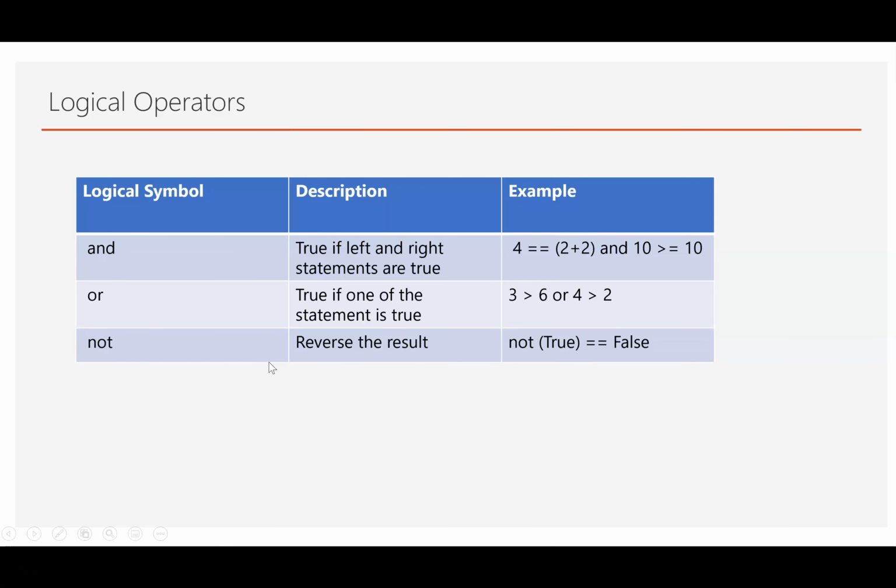So that is how you evaluate the logical operators: both cases have to be true, what's on the left and what's on the right, or either one of them has to be true, and not reverses the result.